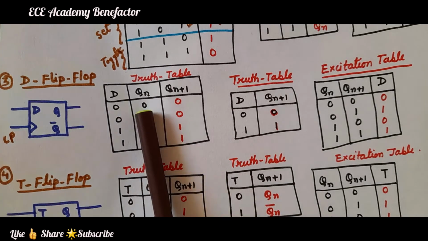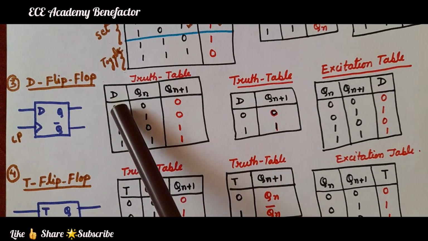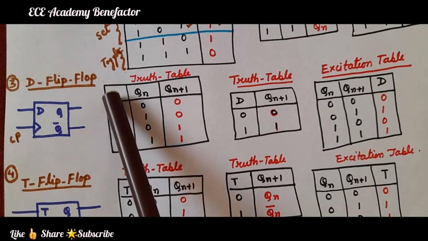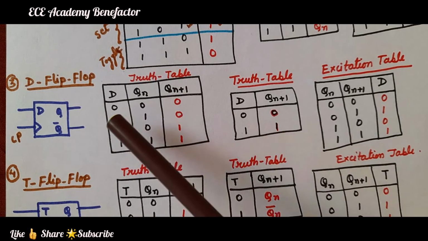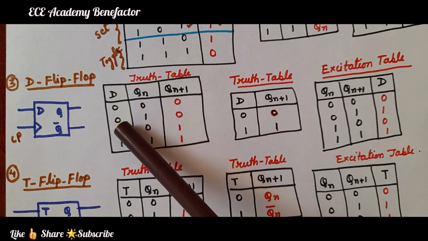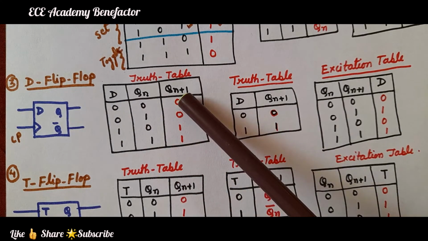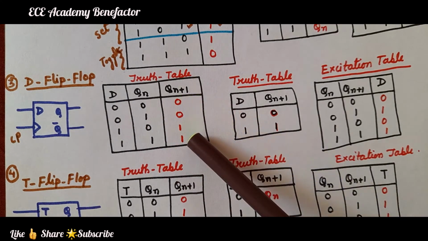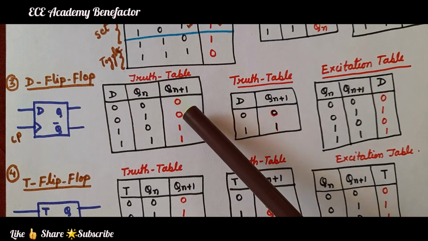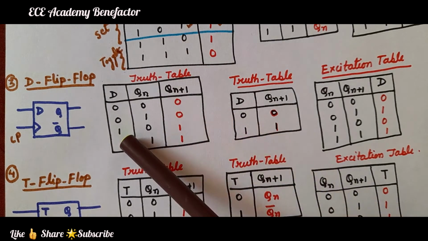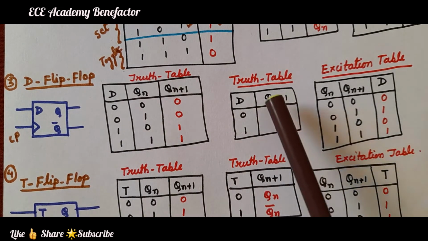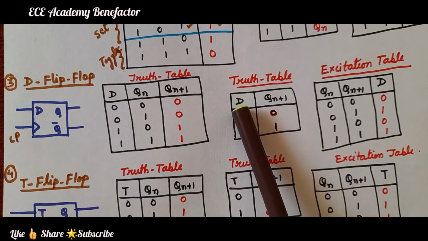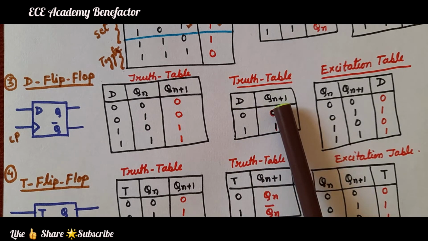So, here in the D flip-flop, whatever is the D input, the same thing will appear at Qn plus 1. So, it is 0 0 1 1, and Qn plus 1 will become 0 0 1 1. So, what is Qn plus 1? It is the same as the D input, which is written in this truth table in short form. D is the input, Qn plus 1 is the next output.